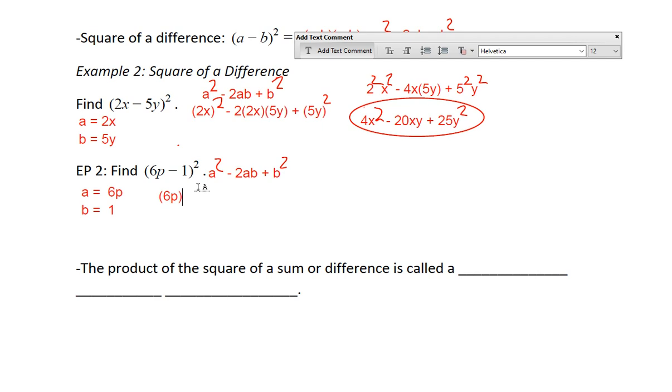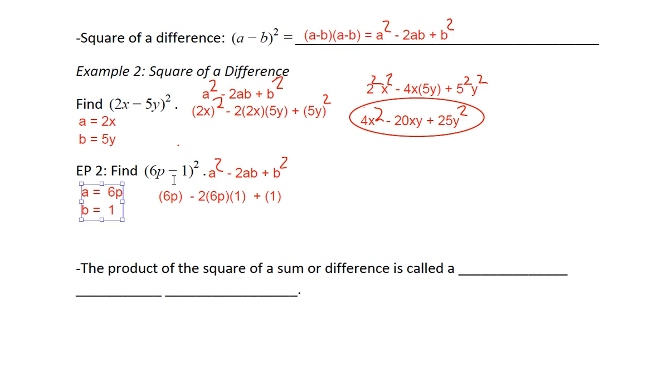6p in parentheses, and we're going to square that here in just a minute, minus 2. A is 6p, and B is 1, which we will square. Okay, so 6p squared and 1 squared.